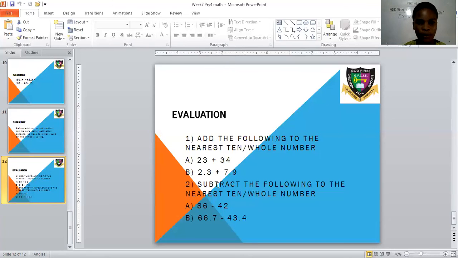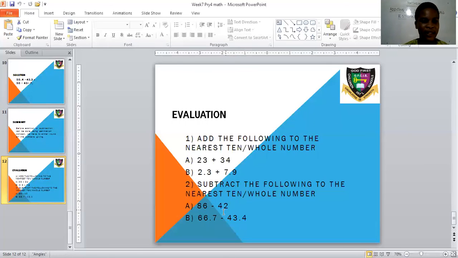Is that taken? Good. Now, second question is, subtract the following to the nearest 10 or whole number. When you are subtracting, I told you, it is the same method or concept used for addition that you'll be using for subtraction. The only difference is that the first one is addition, and this time around we are dealing with subtraction. 86 minus 42. What to do is to round off 86 to the nearest 10, then round off 42 to the nearest 10 before subtracting the figures and then get your answer.